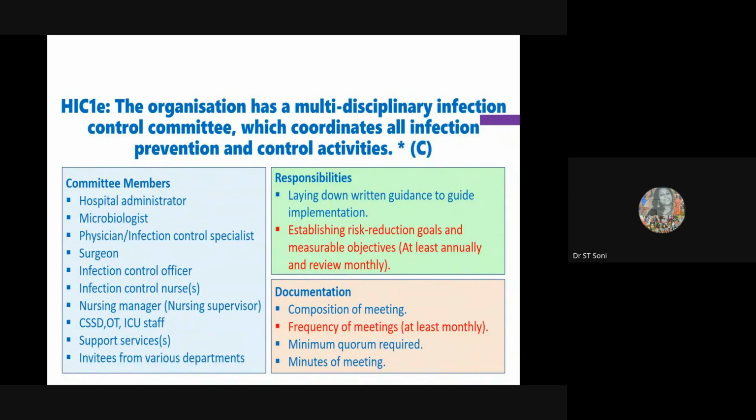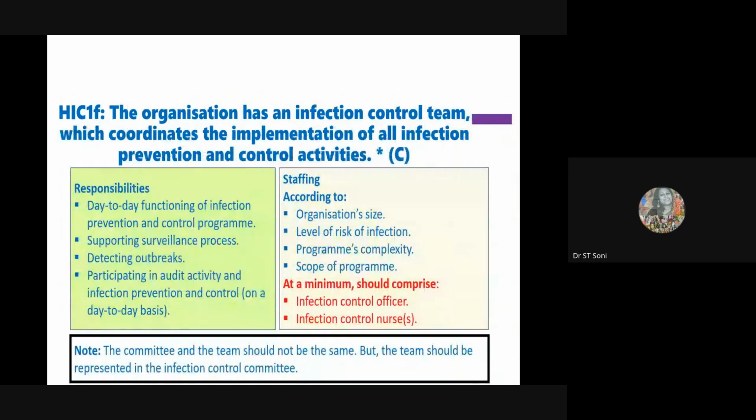And we need to lay down our risk reduction goal with a measurable objective, and we need to review it every month. This committee needs to meet every month, and minimum quorum is required. You can decide the quorum, like 80% of the members should be there. Most important, the decision making members should be present in the committee meeting, so that the meeting is not just for a meeting purpose, but the agendas are discussed and some concrete decisions are also taken. The entire meeting needs to be minuted and circulated to all members.